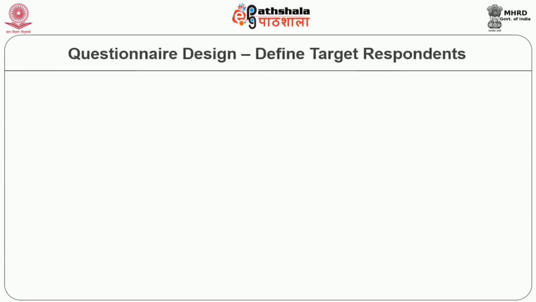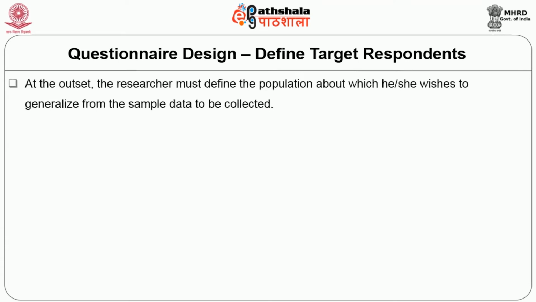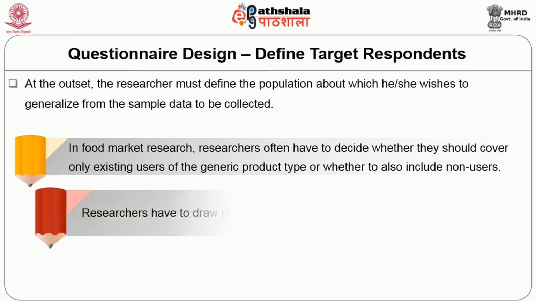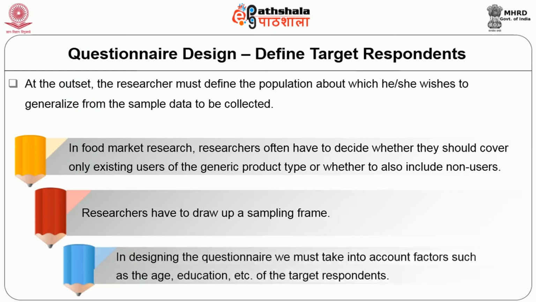Second, define the target respondent. At the outset, the researcher must define the population about which he or she wishes to generalize from the sample data to be collected. For example, in food market research, researchers often have to decide whether they should cover only existing users of the generic product type or whether to also include non-users. Secondly, researchers have to draw up a sampling frame. Thirdly, in designing the questionnaire, we must take into account factors such as the age, education, etc.